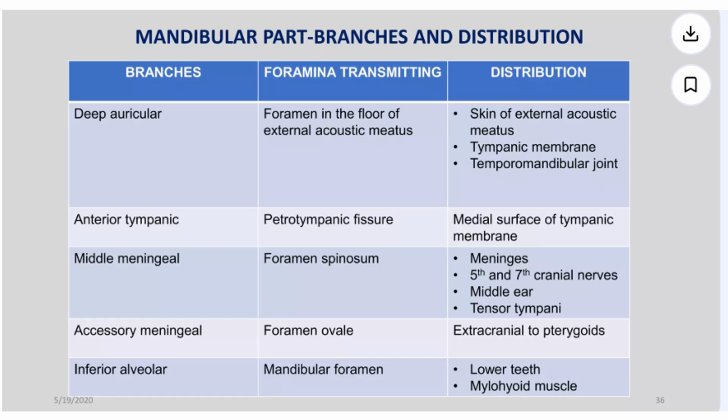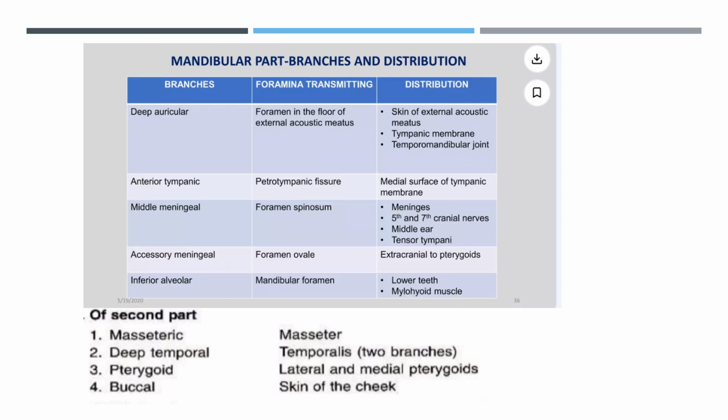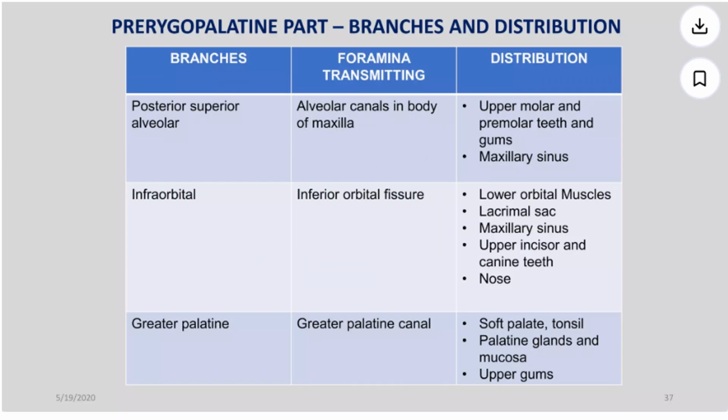So coming to the next slide. In the second part, we have the masseteric branch, which supplies the masseter, deep temporal branch, temporalis muscle, pterygoid branch, which supplies the lateral and the medial pterygoids, and buccal branch, which supplies the skin of the cheek region.